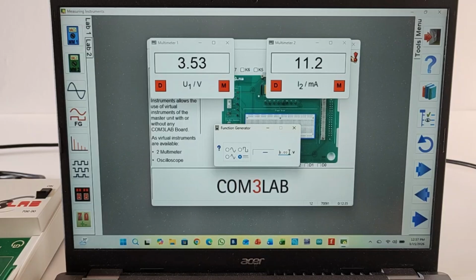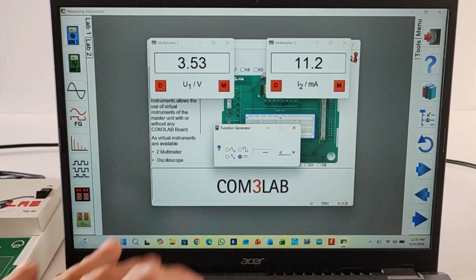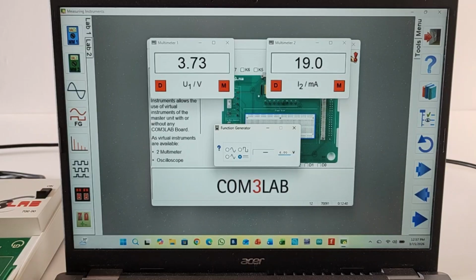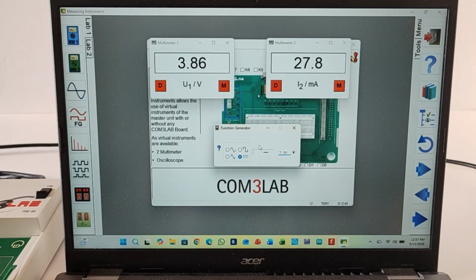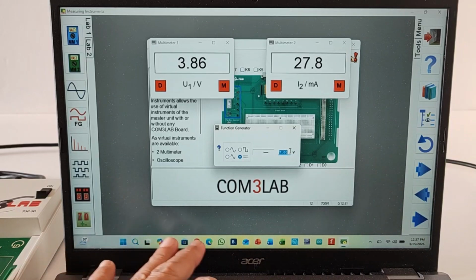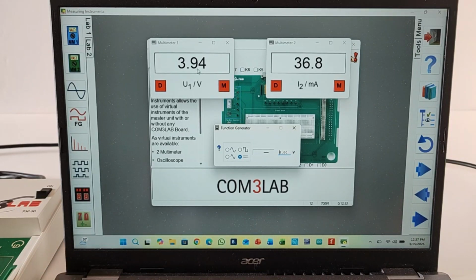Now, if I increase it further, you will see that at 6, the voltage across the load is only 3.73. If I increase it to 7, the voltage across the load is 3.86. If I increase to 8, the voltage across the load is 3.94. Increase to 9, voltage across the load, around 3.99, 4 volts. Highest setting, 10 volts on the source, it's a little over 4 volts, 4.03 volts on the load.